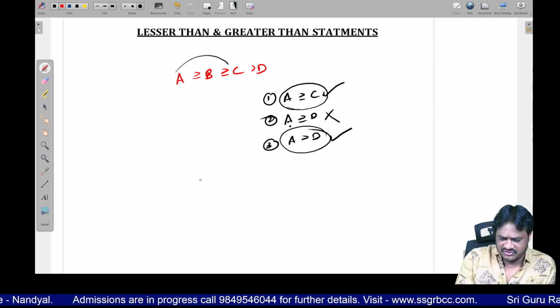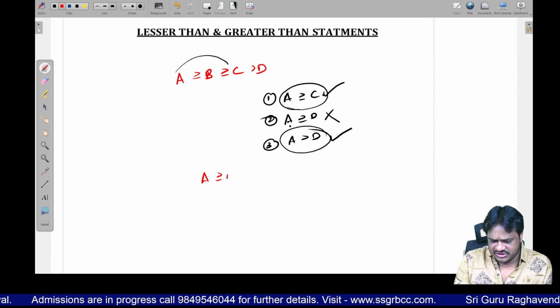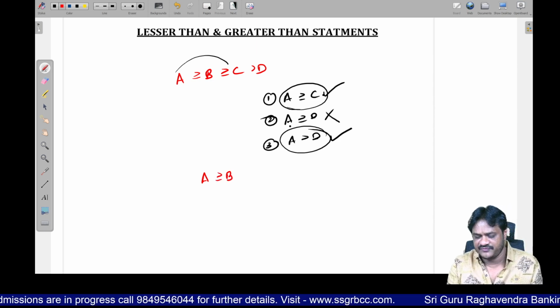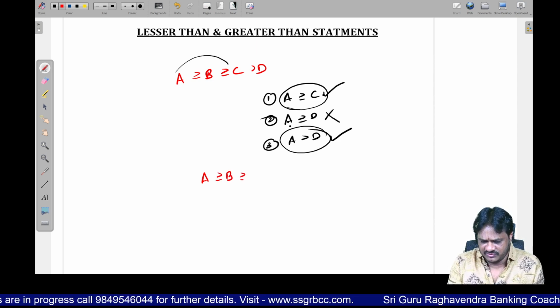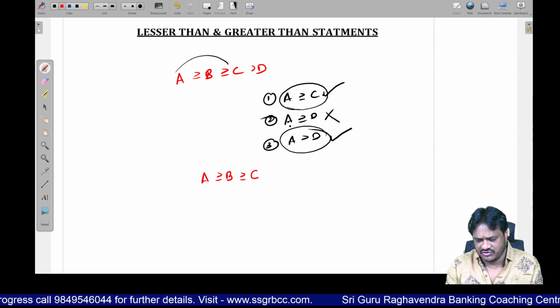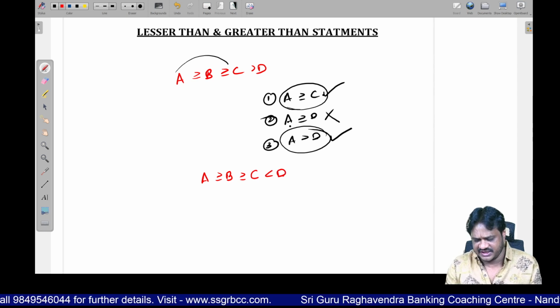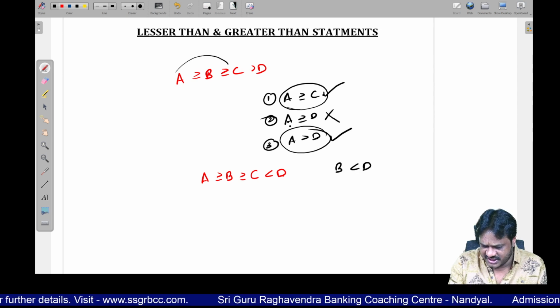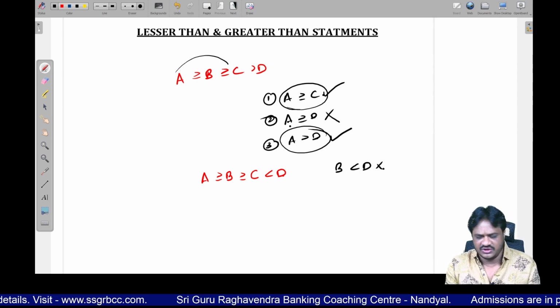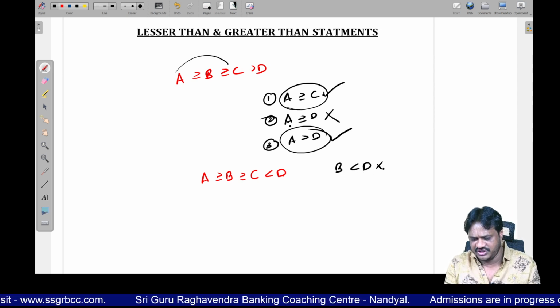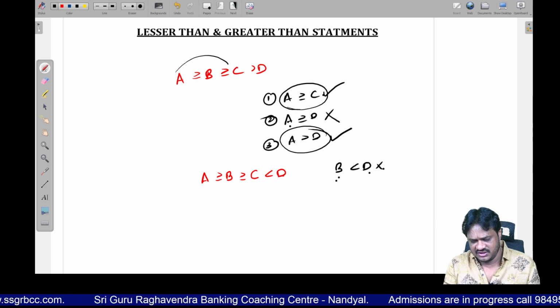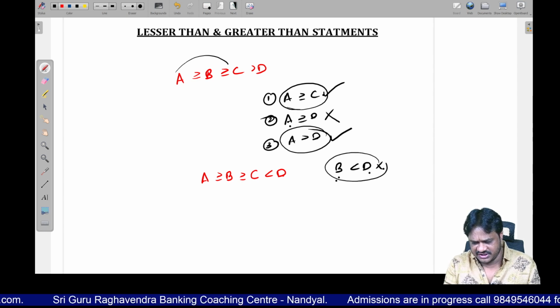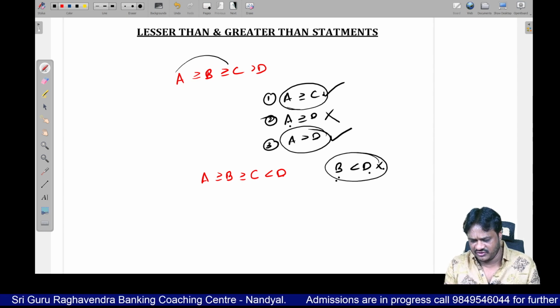For example, one more small example. A greater than or equal to B, B greater than or equal to C, C less than D. Now here, if I write B less than D, it does not follow. Why? Because from B to D there is no common symbol. Hence B less than D does not follow.